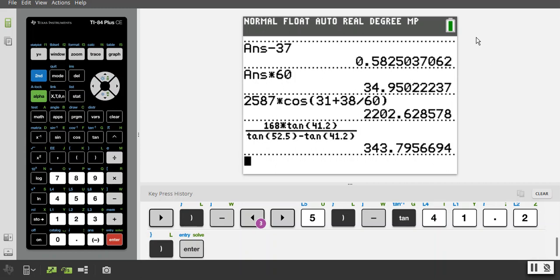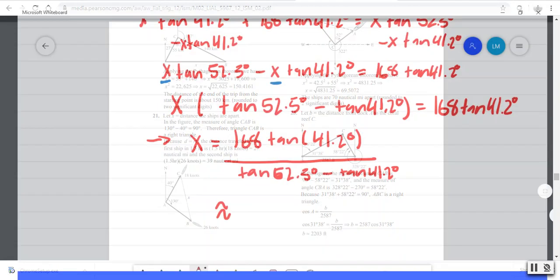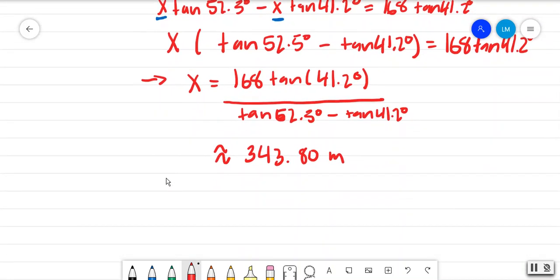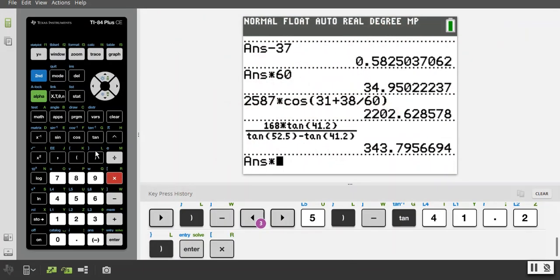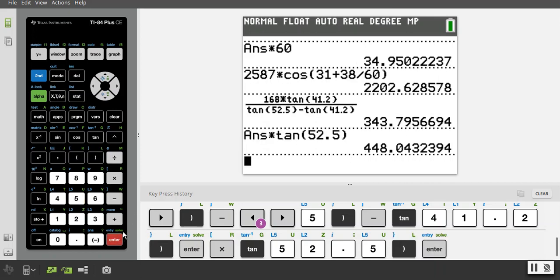So let's say that we do this in a way that we say 343.80 meters. But remember that h is actually equal to x multiplied by tangent. So we're going to take this answer and multiply by tangent of 52.5, because remember, x times tangent of 52.5 is the actual answer. So that gives us 448.